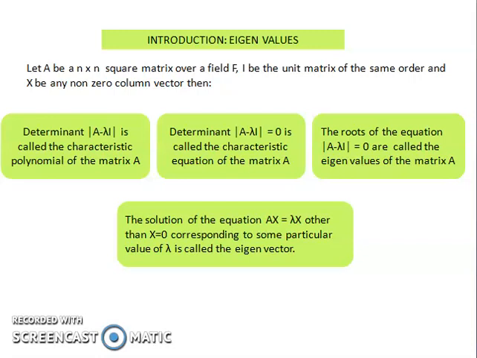If we are given an equation Ax equal to lambda x, it can be written as (A minus lambda I) into x is equal to 0. So if we are able to find a value for x other than 0, then that value of x is said to be an eigenvector corresponding to the eigenvalue lambda.